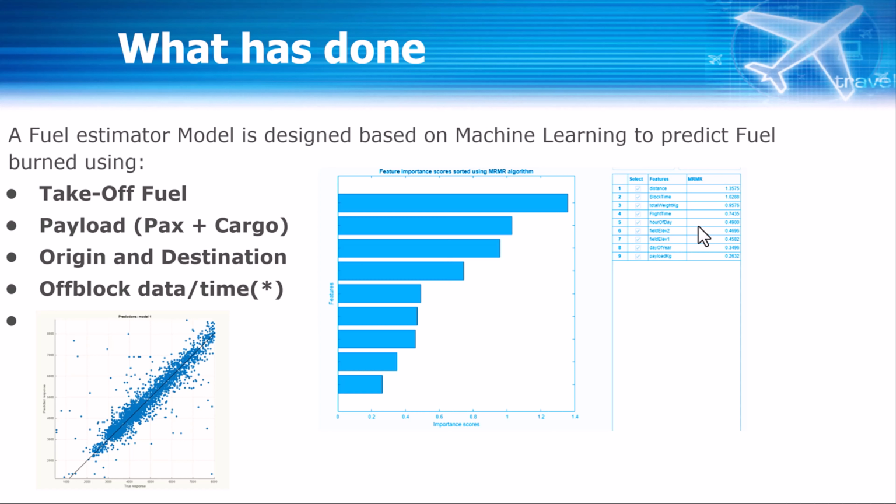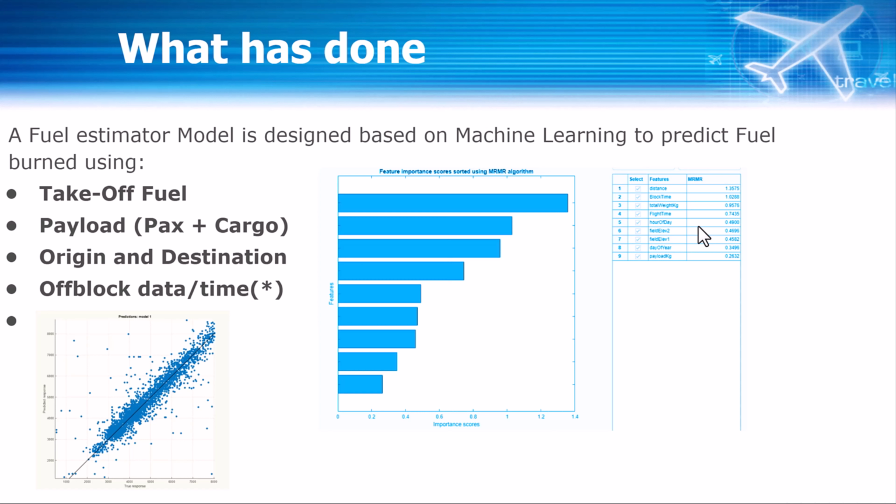The most important features, as you have seen in the last video, are distance, block time, total weight, flight time, hour of day, fuel elevation in the destination and the origin, day of the year, and payload. As I told you in the last tutorial, this is just an educational video, and we are not considering very specific constraints or operational limitations. So based on your project, your country, your airline and fleet, you might need some other features, or you might need only some of these features.